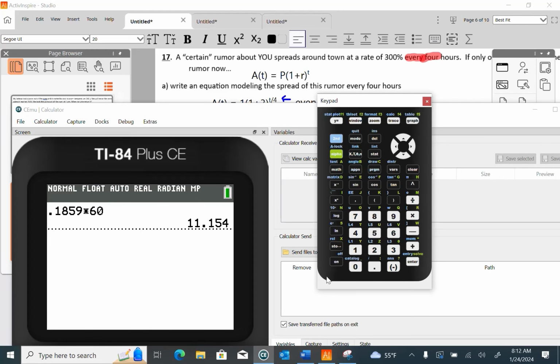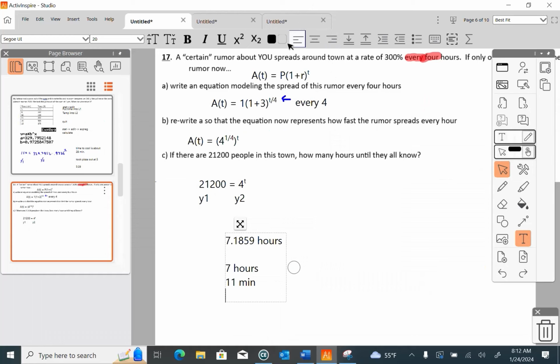Now I'm going to take that little decimal 0.154 and multiply it by 60, because there's 60 seconds in a minute. 9 seconds. Which is a big deal if you're talking about a rumor about you. But you have 7 hours, 11 minutes, 9 seconds until there's nobody in this town that likes you. Think about that. Wonder what the rumor was.